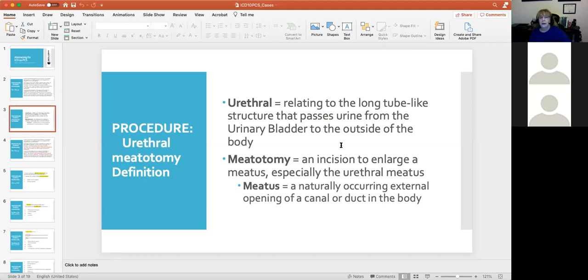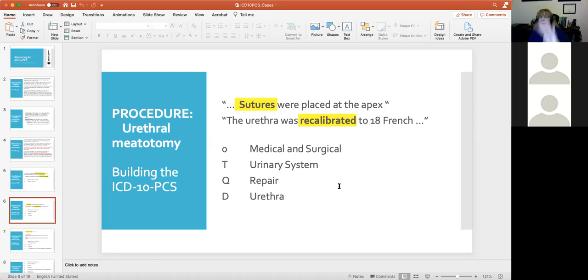Ureter, without the H and an extra E, is the tube that goes from the kidney to the bladder. Then we have the bladder, then we have the urethra, which goes from the urinary bladder to the outside of the body. Okay? So now we know that the fourth character, the body part, is the urethra. So you see how we're piecing this together?